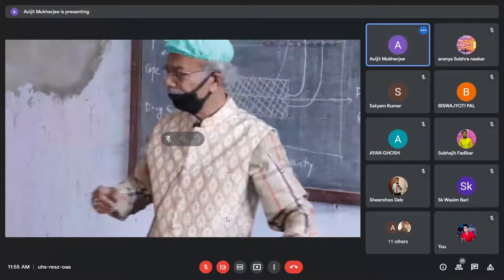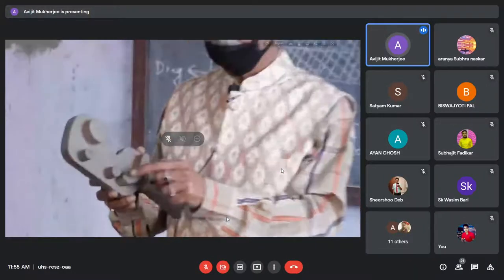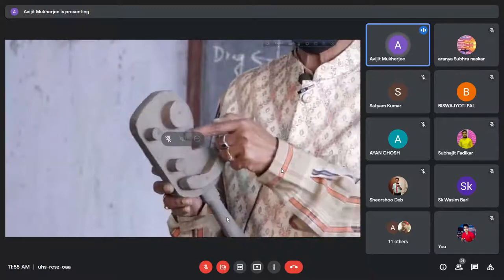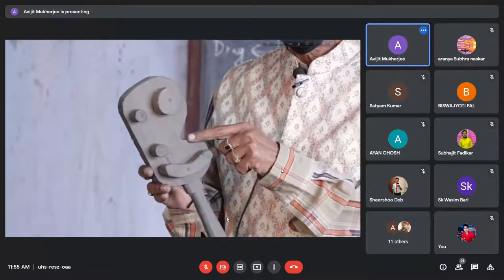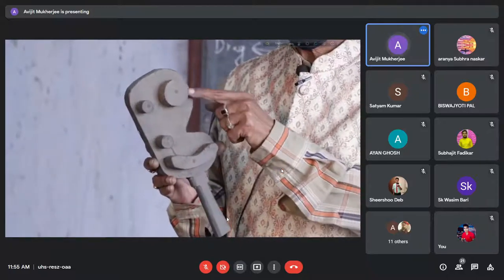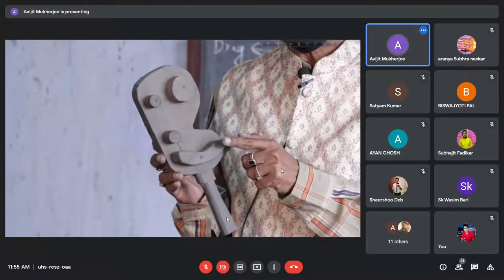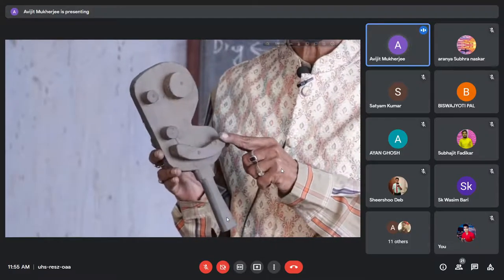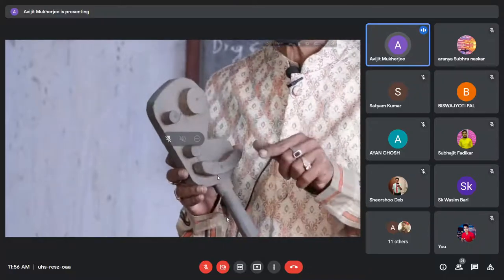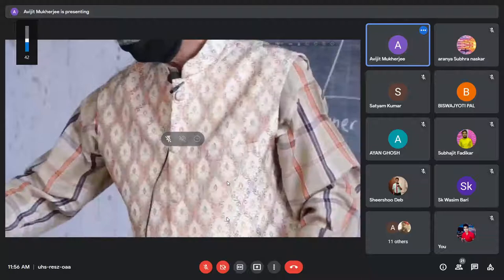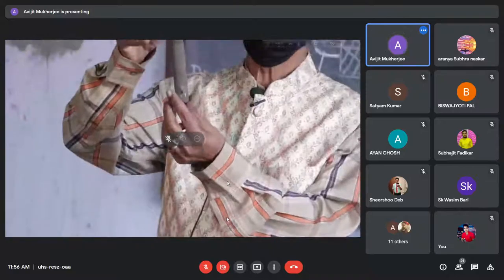And another thing: in this pattern, these four pieces are fitted with the pattern. What is the function of this projected part fitted in the pattern, and what is its name? Basically, this is known as the core print. What then is the function of the core? This is the core, and it is dry sand.